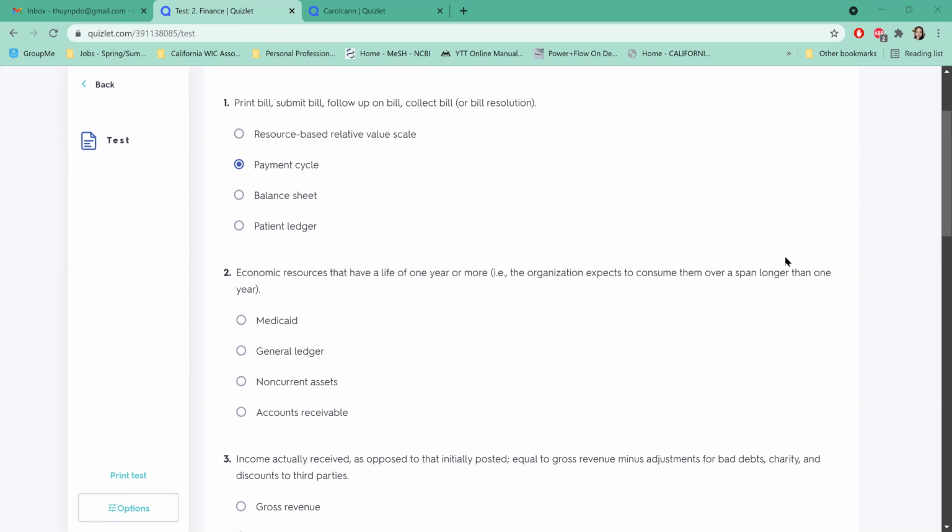Let me see if I can minimize that. The economic resources that have a life of 1 year or more, for instance, the organization expects to consume them over a span longer than 1 year, is called what? Is it A, Medicaid, B, general ledger, C, non-current assets, or D, accounts receivable?